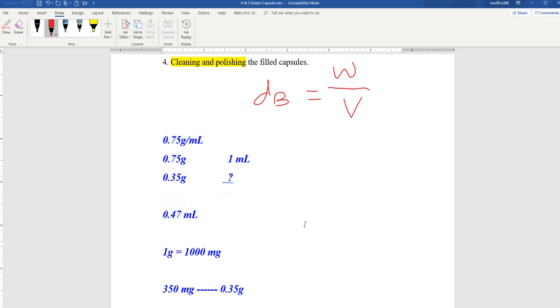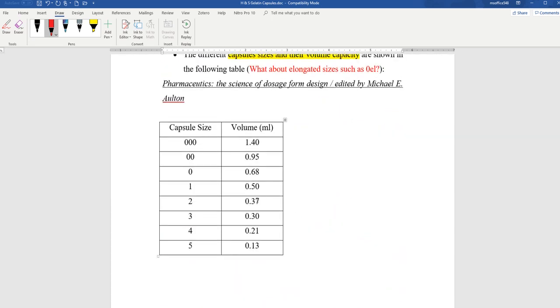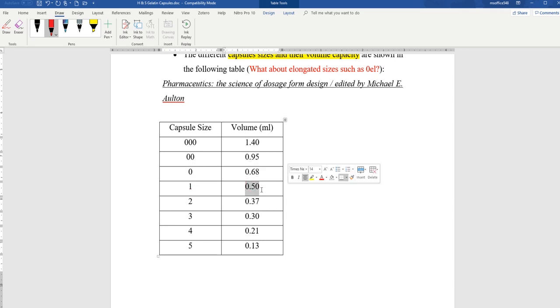So which capsule size do I use? Go back here. Where is 0.47? Can capsule size number 2 accommodate 0.47? No, it will not be enough. What about capsule number 1, 0.5? Yes, I can put 0.47 here of the formulation. What about this? Yes, I can put. What about this? Yes, I can put it inside. What about this? Yes, I can put it. But which one will I use? I will use the smallest one possible. Why? Because it will be easier to swallow 1 than 0 or 00 or 000. You got it?